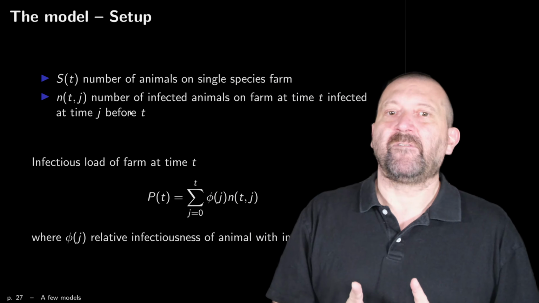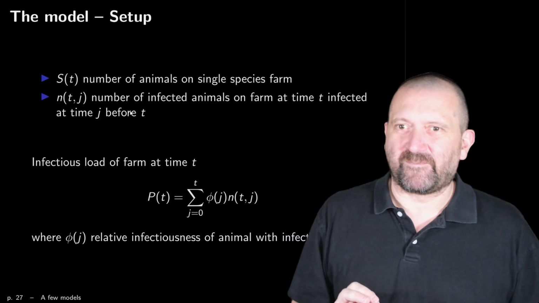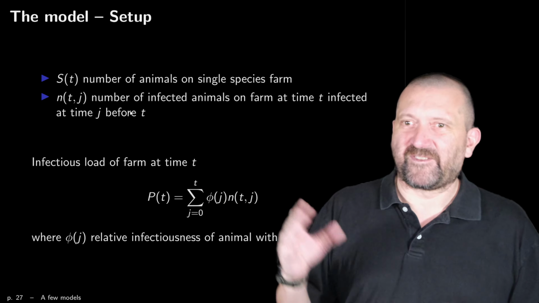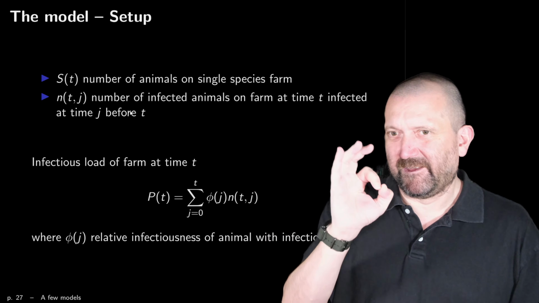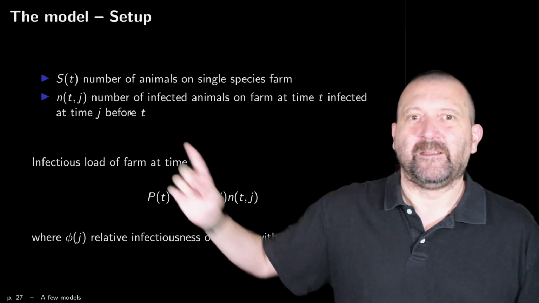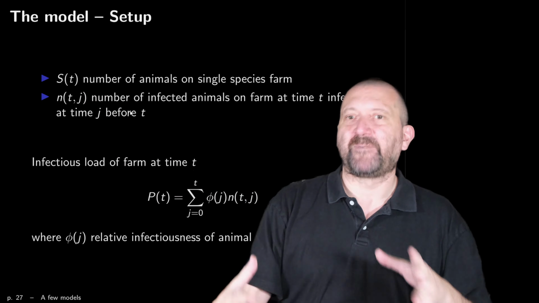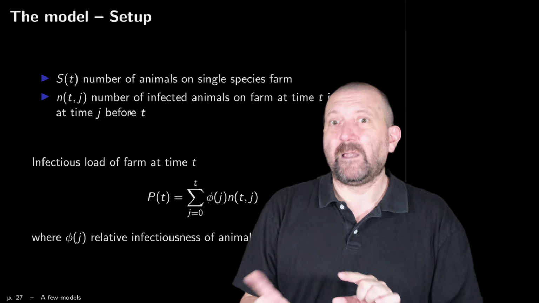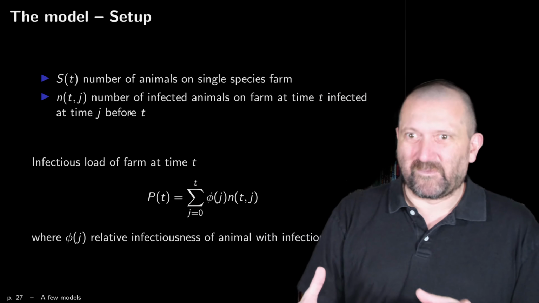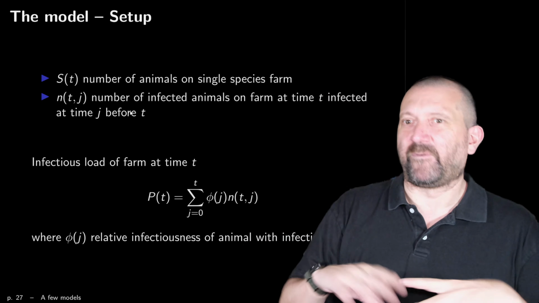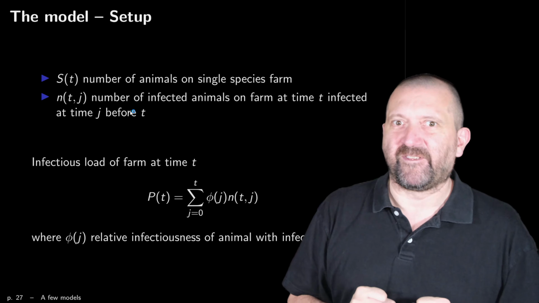It's a discrete time model. We've seen a variety of types of models in the course. Here time is days, and it's counted discretely. So they denote S of t the number of animals on a single species farm. They will very soon move to a multiple species farm, but to formulate the model first, they work on a single species farm.